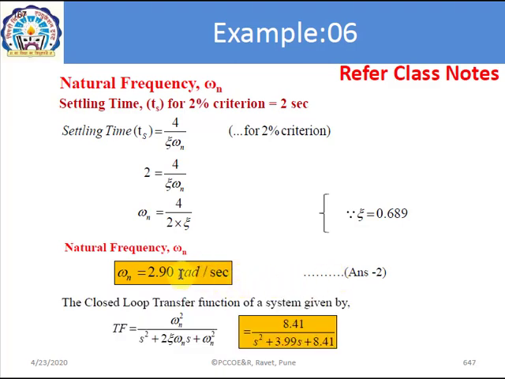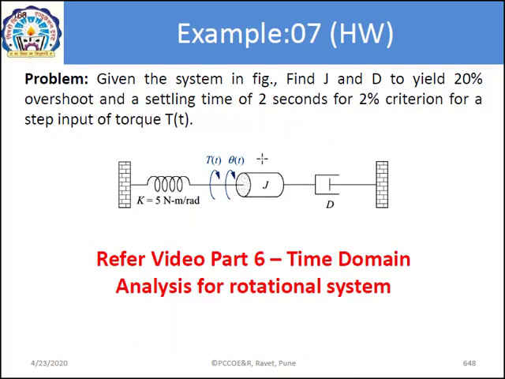The most important thing, by knowing zeta and omega n value, we have to write a transfer function for a second order system. Natural frequency value is known to us, so we'll take the square of omega n. It is 8.41. Zeta value is 0.689 and omega n value is 2.90. If you substitute in this equation, you will get 3.99s plus omega n square, which is equal to 8.41. So by substituting all these values, you will get the transfer function of the second order system: 8.41 over s square plus 3.99s plus 8.41.